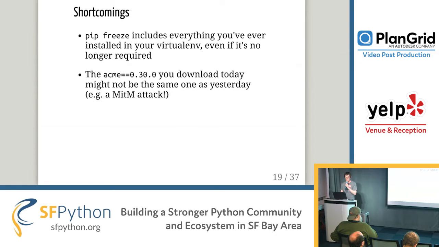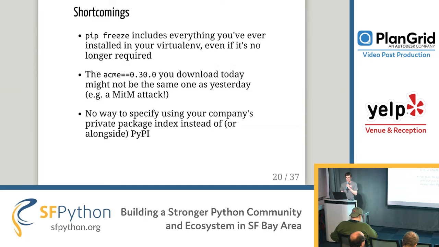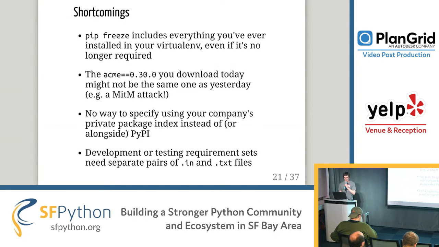If you download Acme 0.3.0, that doesn't actually fully specify a file. And the file you download today might not be the same one you downloaded yesterday. Could be a man-in-the-middle attack going on. Could be something more innocuous, like a developer decided that release was bad and they uploaded a new file for it. And there's no way to specify using your company's private package index instead of or alongside the Python package index. And if you have separate development requirements or separate testing requirements, you need a separate requirements.in and requirements.txt file for each of those sets, which gets to be pretty painful.